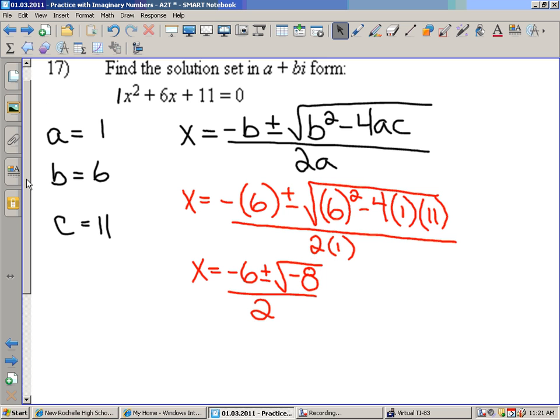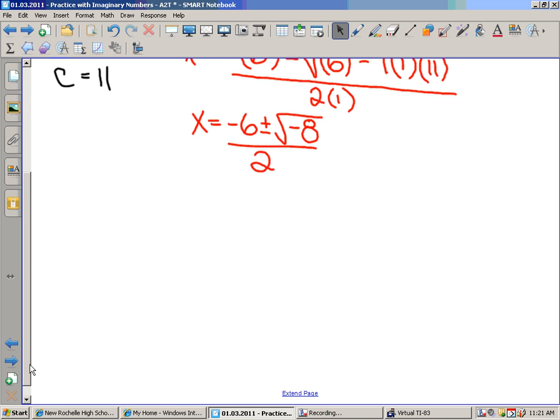2 points. 1 point for listing all this stuff out and writing the quadratic formula down right, and then 1 point for plugging everything in and getting to this step. So that's 2 points right there. And now we're going to simplify, right? Negative 6 plus or minus. Now this comes out and becomes an i.